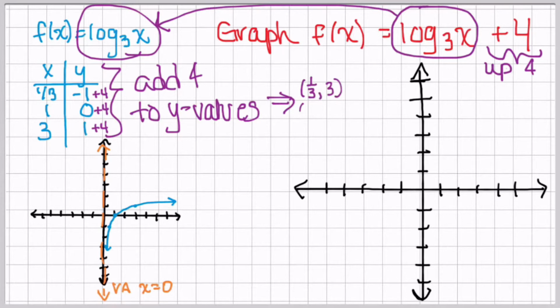This gives us (1/3, -3), (1, -4), and (3, -5). Notice that all the x values have remained the same. It's only the y values that have changed. And now we're going to go ahead and plot these points.